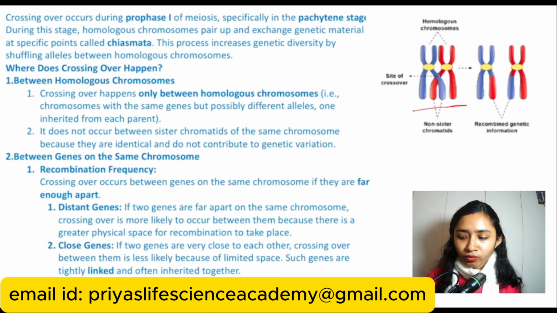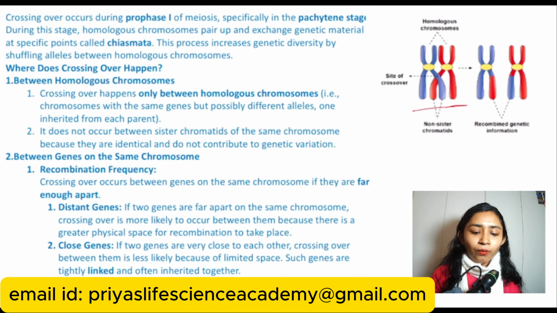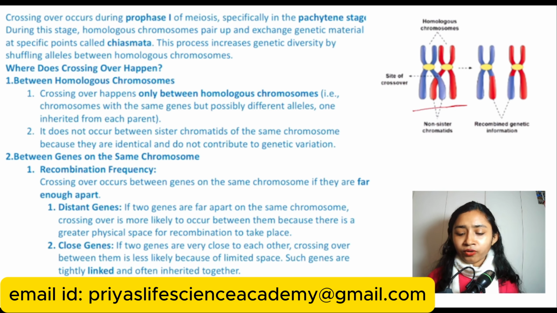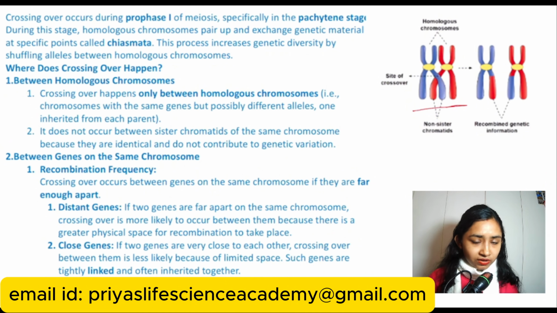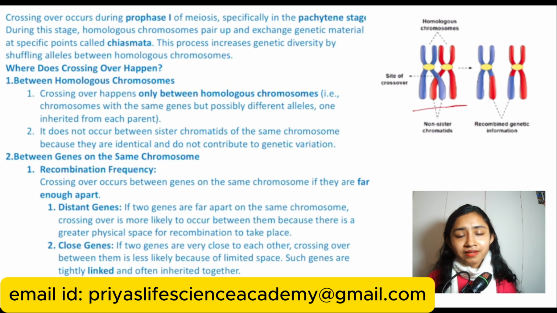You know what homologous chromosomes are? I hope you understood it very clearly from my previous lectures, that we have two homologous chromosomes for each gene. One part is coming from mother and another chromosome part is coming from father. So between two homologous chromosomes, crossing over occurs during prophase 1 of meiosis.